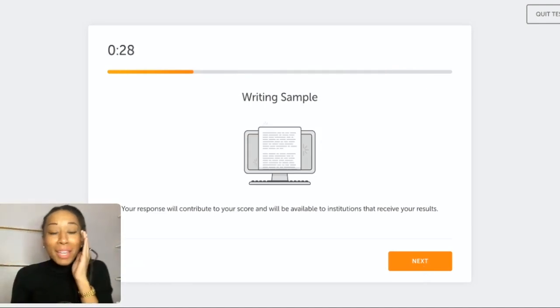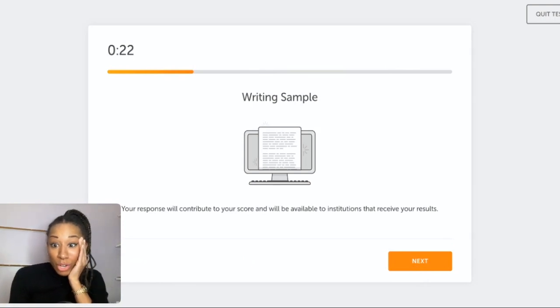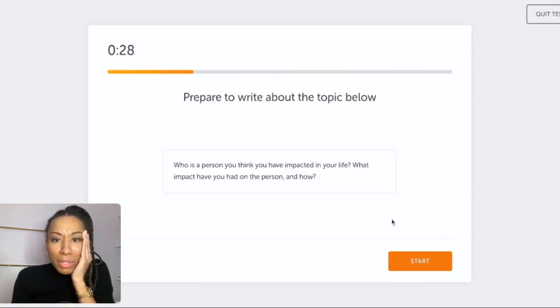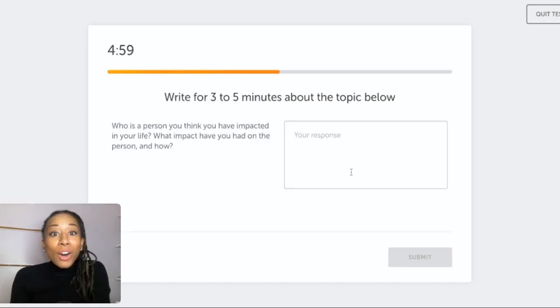Writing sample. Your response will contribute to your score and will be available to institutions that receive your results. Prepare to write about the topic below. Who is a person you think you have impacted in your life? What impact have you had on that person and how? Write for 3 to 5 minutes about the topic below.